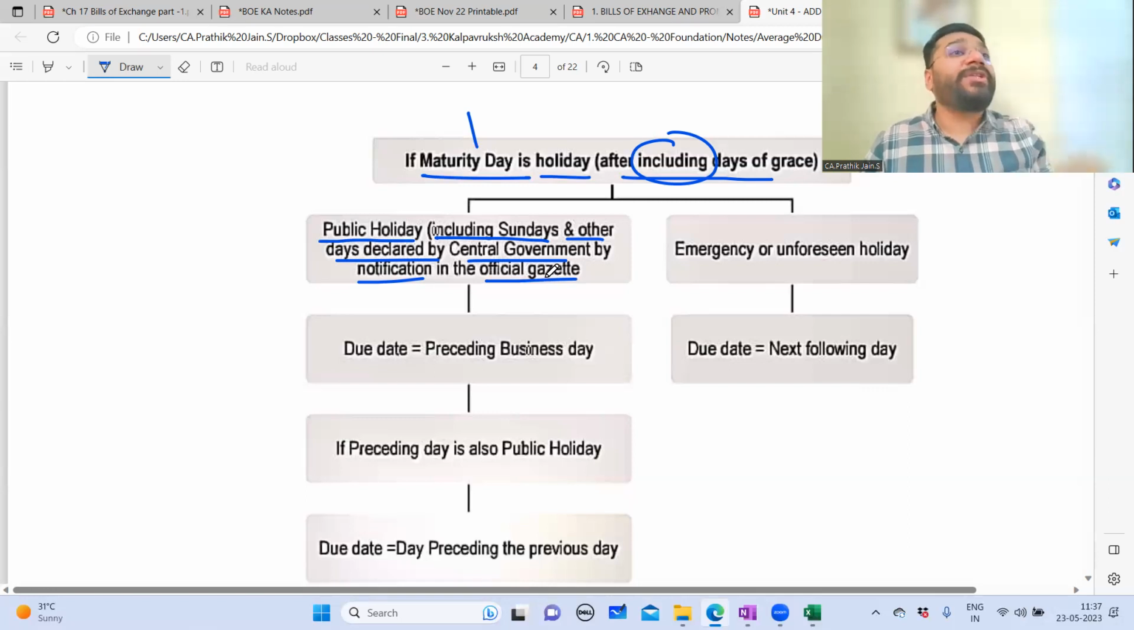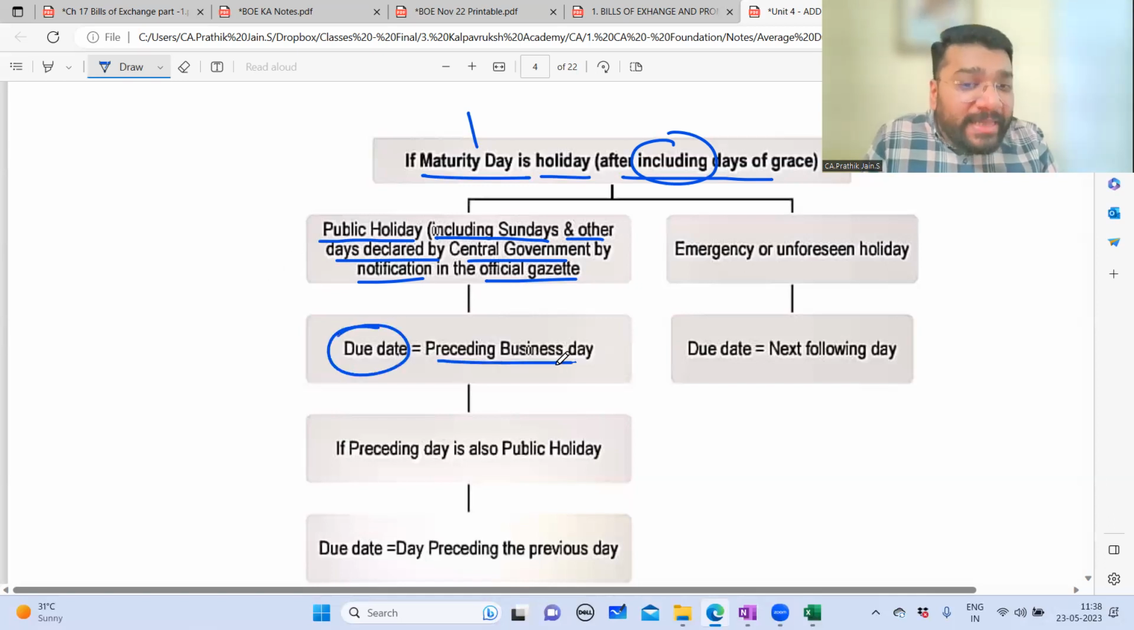In the gazette, if they mention that this particular day is a holiday and that is known to you in advance, because yearly, August 15 is a holiday, we know since so many years. Because in the official gazette, they mentioned that August 15, Republic Day, Independence Day, everywhere will be a holiday. So when that is known to you in advance, the due date in that case will be the preceding business day.